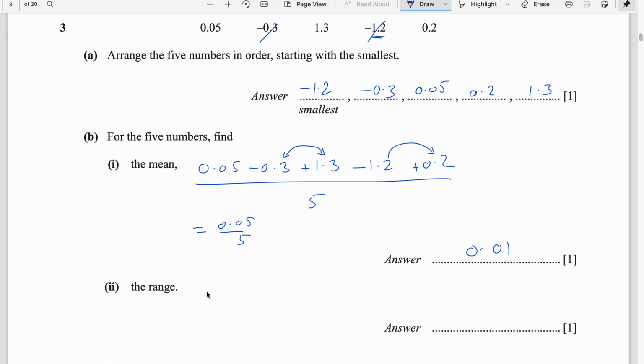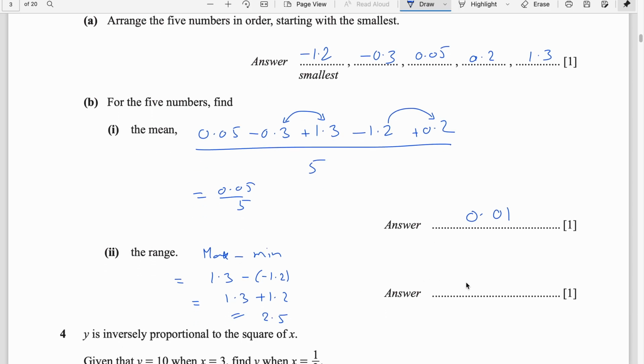Range. Range is the max value minus the minimum value. The max is 1.3 minus negative 1.2, making it 2.5.